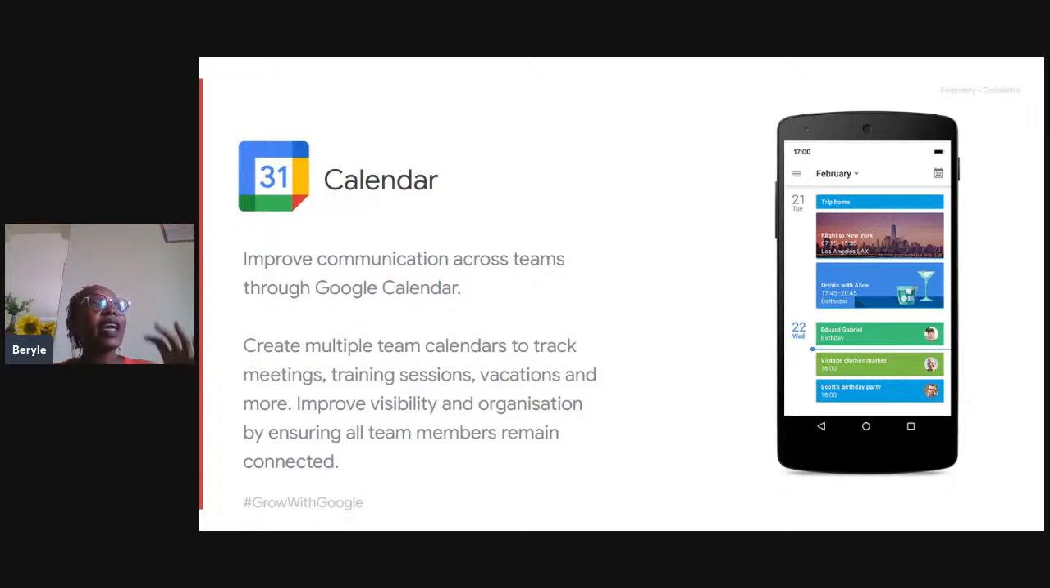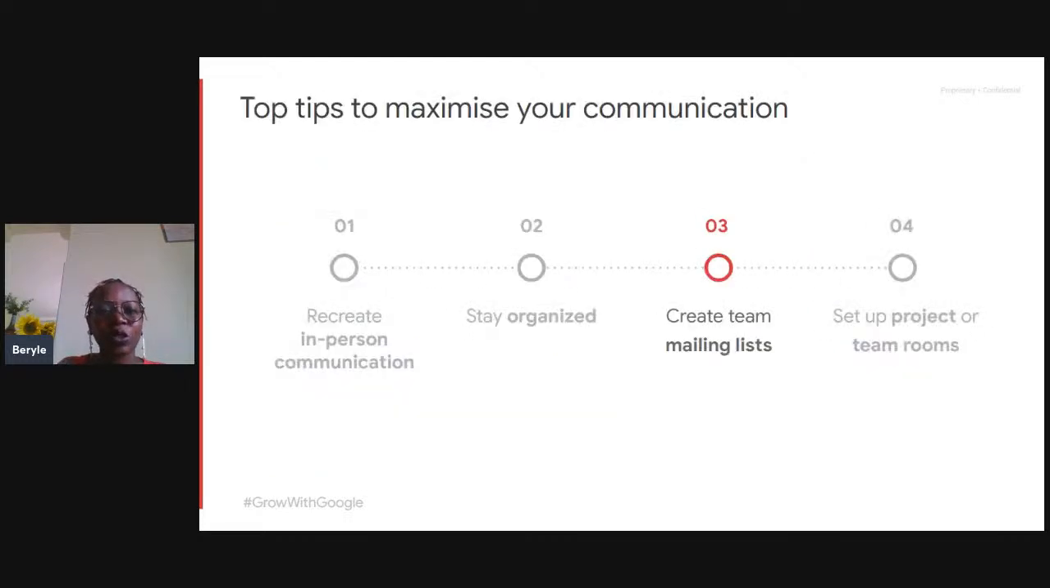If I am on leave, I can indicate on my calendar that I am on leave and share my calendar with my team so they know that during this time, Beryl is not going to be available. So you can always share your calendar with team members so that they know your schedule. If they decide to, they can look at your calendar and know when it's free to set up a meeting. So it helps to improve visibility and organization.